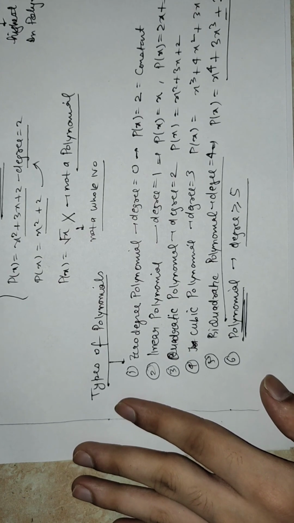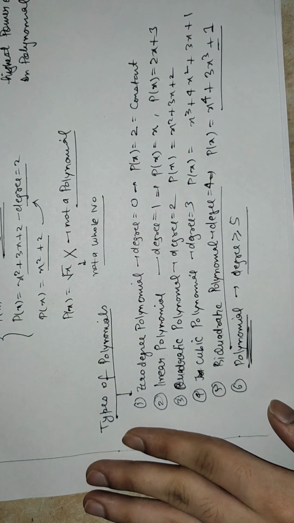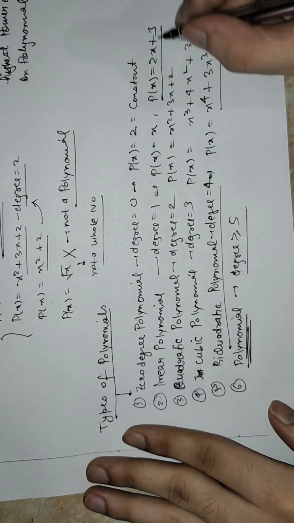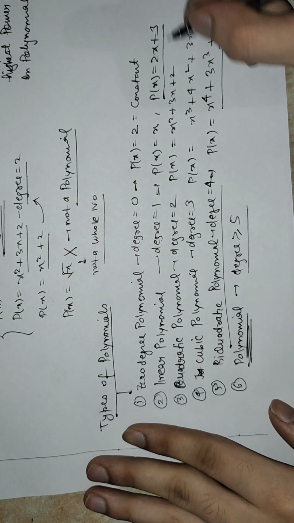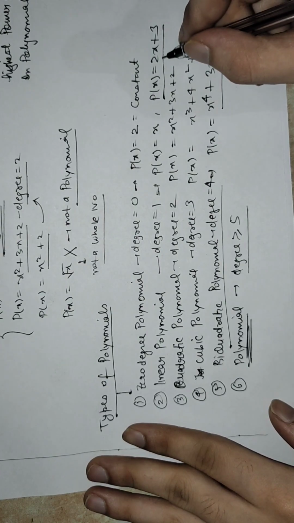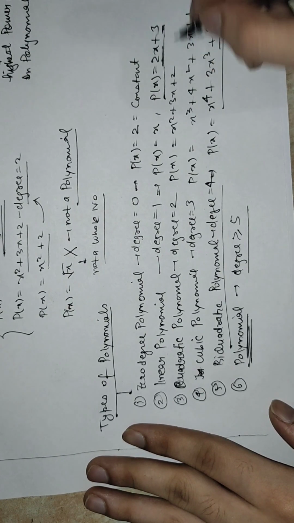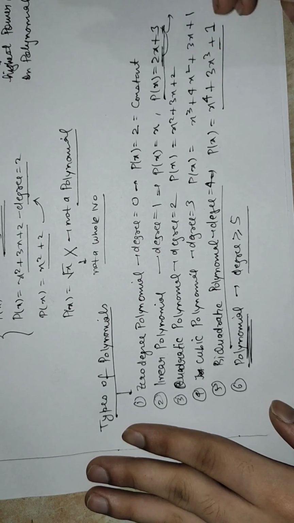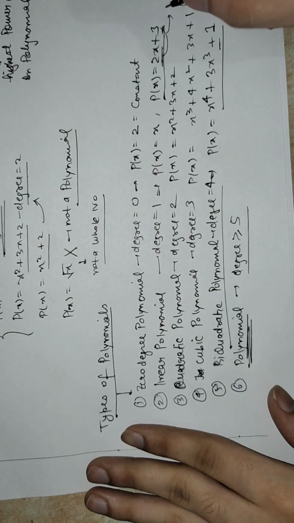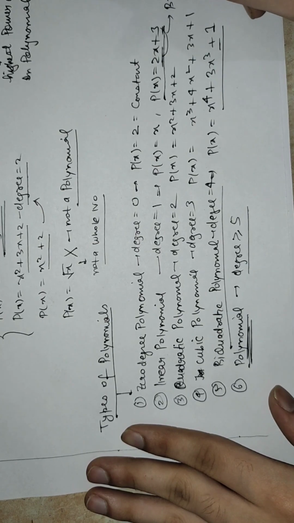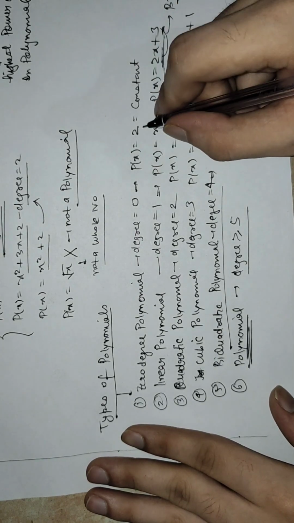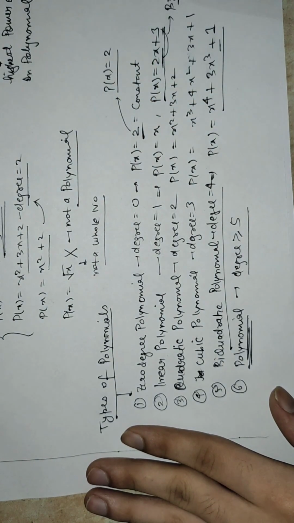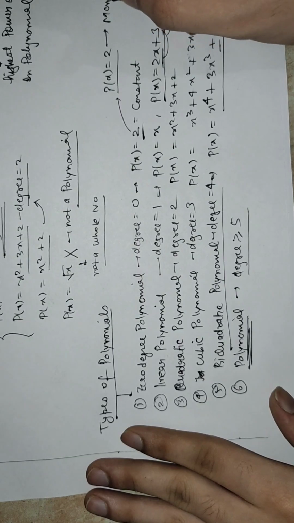Now we have another classification of polynomials on the basis of the number of terms. Like this is a polynomial containing two dissimilar non-zero terms, 2x and 3. These both are dissimilar and these are two non-zero terms. So this polynomial is called a binomial. This polynomial P(x) = 2 has only one term. This is called a monomial.